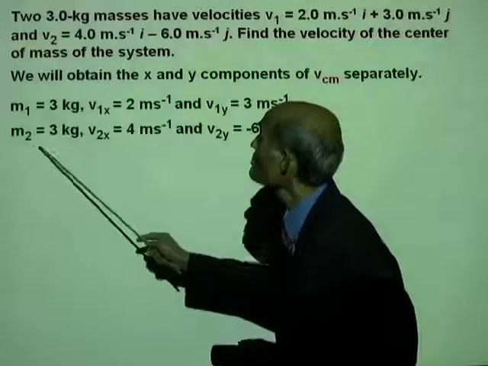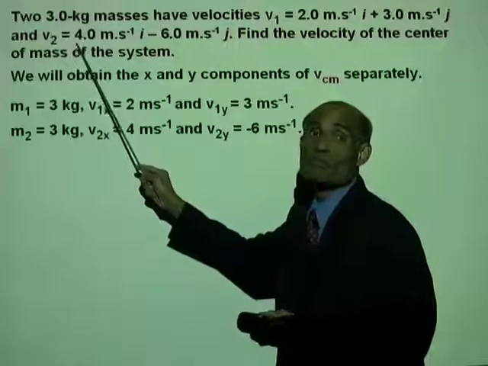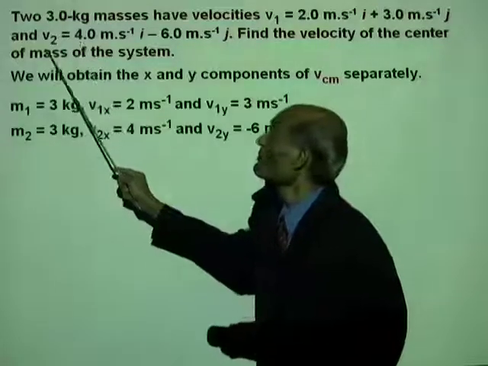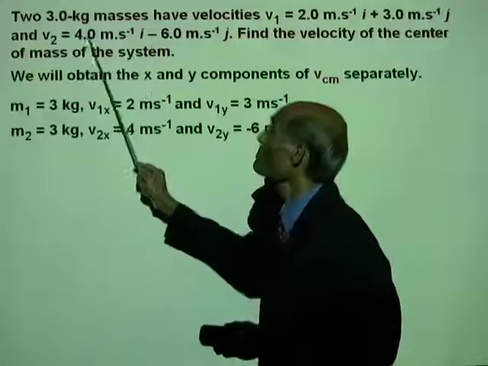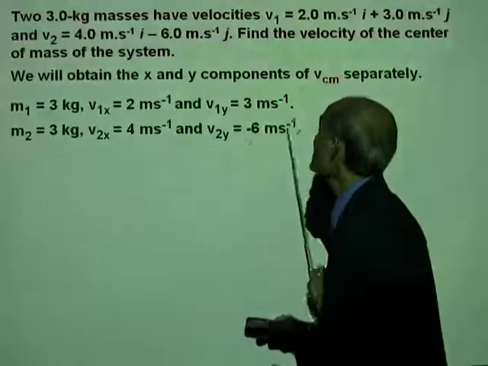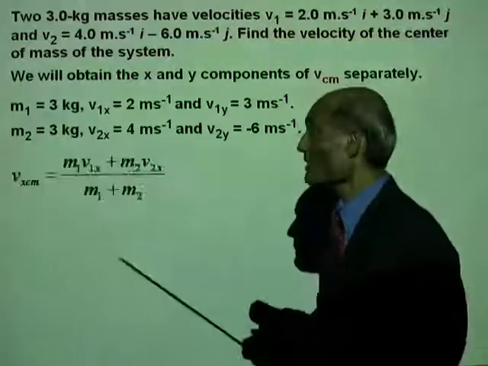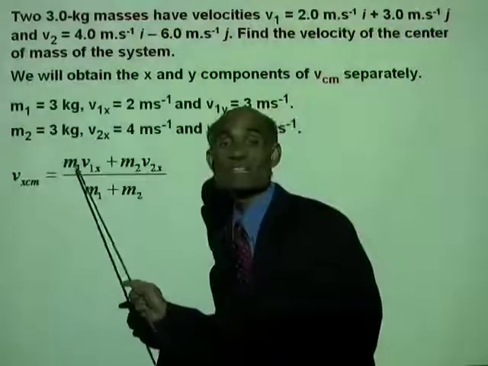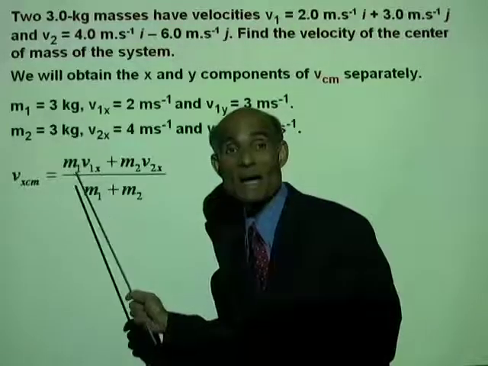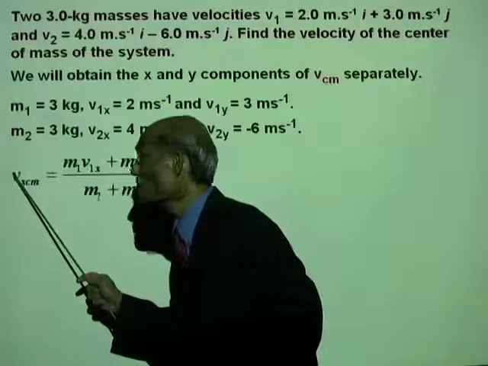Similarly, we have m2 equal to 3 kilogram and v2x is 4 meter per second and v2y is negative 6 meter per second. Let's now calculate the velocity of the center of mass in the x direction. Now look at the way I named it.